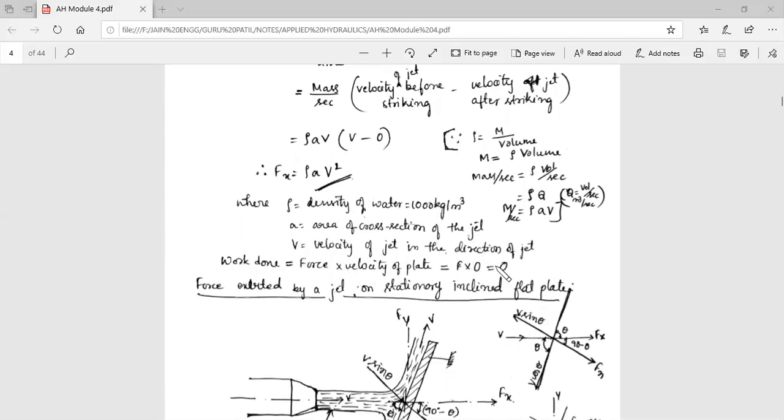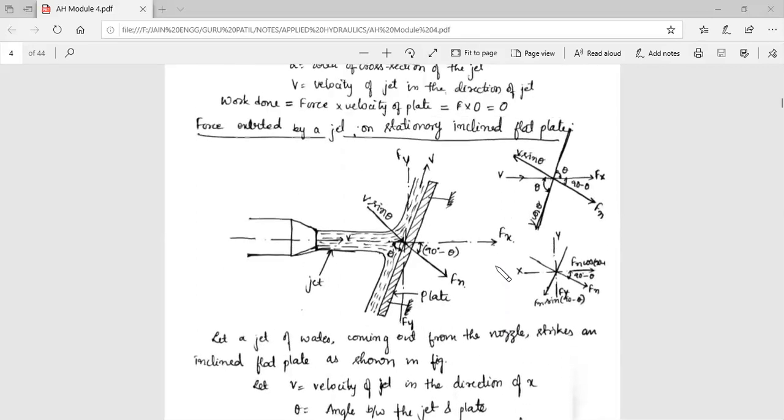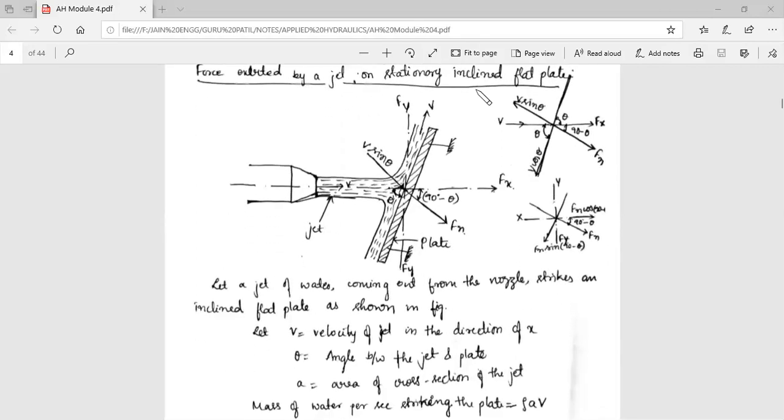So no work done. The second condition is the force exerted by the jet on a stationary inclined plate. Here we need to be very careful. Previously we had velocity vertical at 90 degrees. Here the plate is inclined at some angle theta. Here you can see a pipe fitted with a nozzle, deflected at an angle of theta, and this angle will be 90 minus theta. So here you can see the clear picture of the plate and how the components will be.